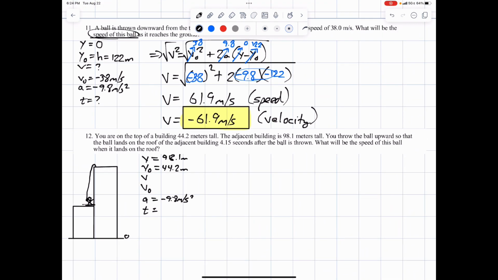We want to know the speed of this ball when it lands on the roof. All we know really is the time that it takes to land on that, which is 4.15 seconds. So I don't know the initial speed, and I don't know its final speed. That's ultimately what I'm looking for, the speed where it lands. All right, so let's play around with this a little bit.